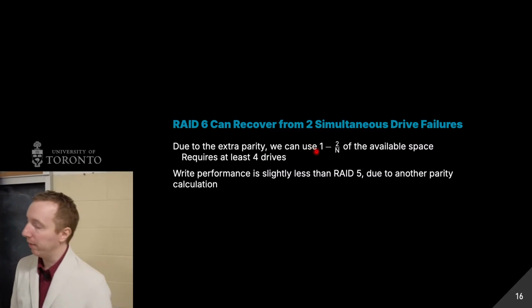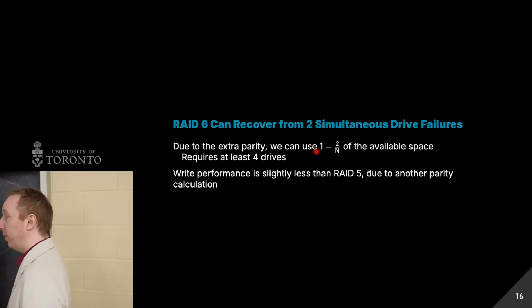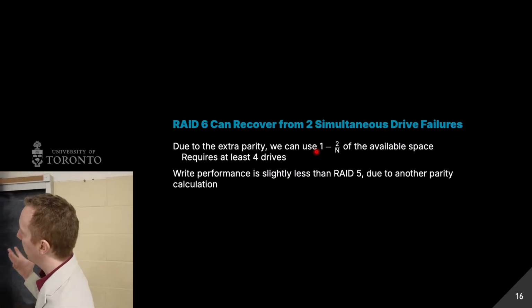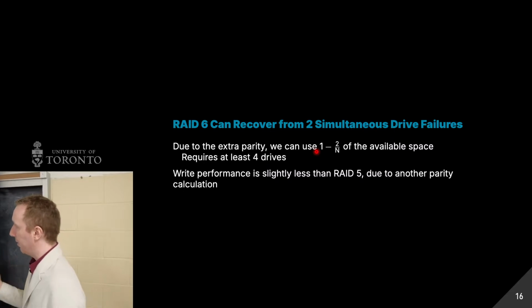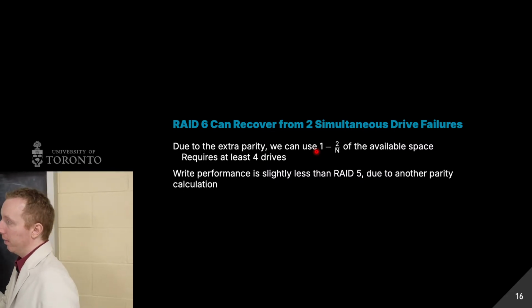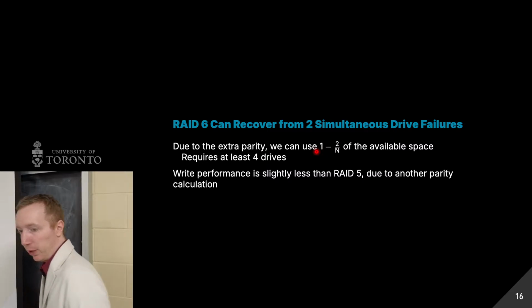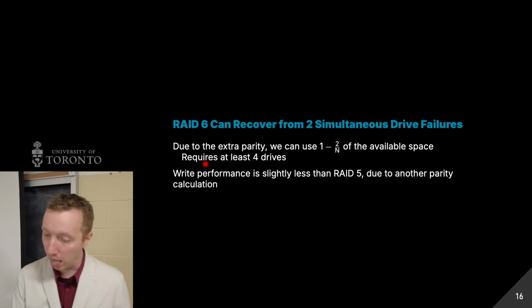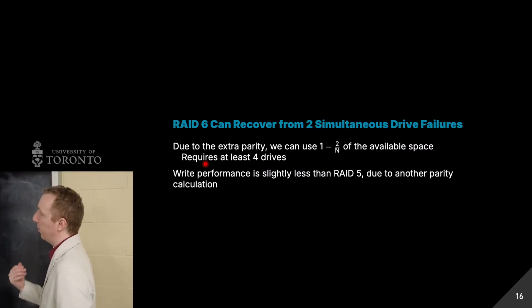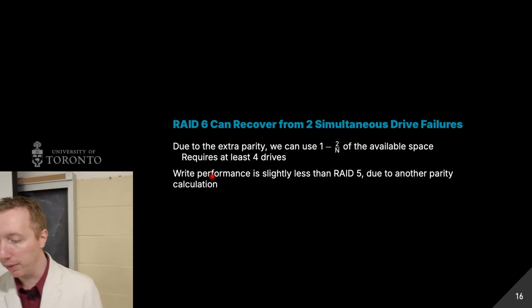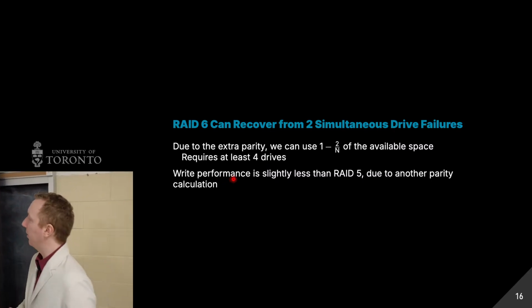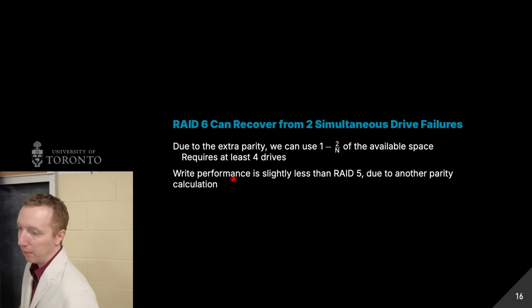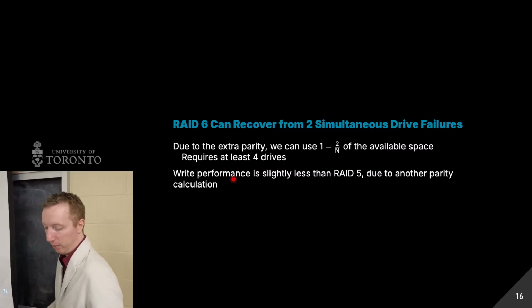Because of that, I have worse space utilization. I'm essentially now using 2 disks worth of parity information. So if I have only 4 disks in this case, and they're 20 terabytes each, I can only use 40 terabytes to store my data because of those 2 parity drives. And to do this, I need at least 4 hard drives. The write performance is going to be slightly less than RAID 5 due to another parity calculation and more writes happening just due to more parity information.